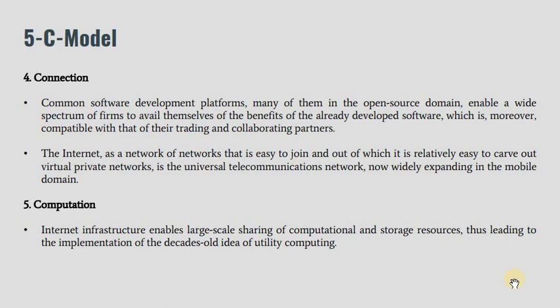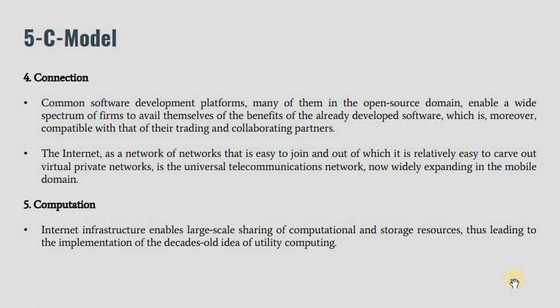So there is a high rate of acceptability when we have a common software development platform, and it becomes easier to do business. Okay, the internet as a network of networks that is easy to join, and out of which it is relatively easy to carve out a virtual private network, is the universal telecommunication network, now widely expanding in the mobile domain, right? With the help of VPN, we can have our own private networks and we can run business. Then with the help of mobile phones, things become faster and easier to handle, right?